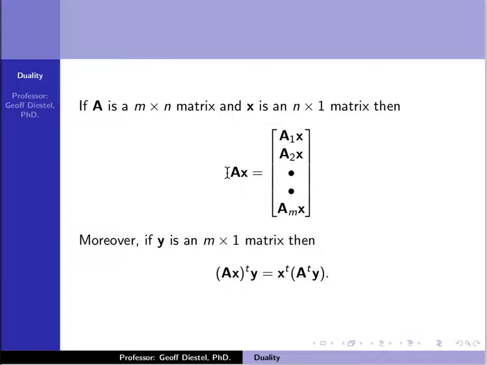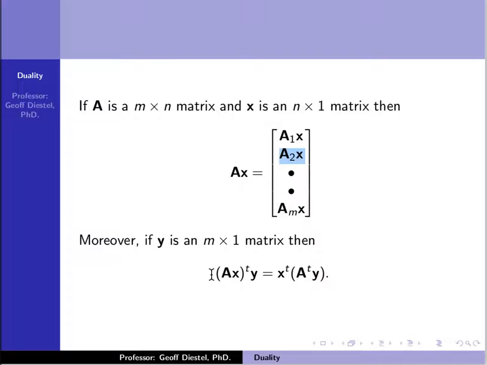So to write A times x, what we're really saying is the first entry is the first row of A times the column x. So that will give us the left side of one of our constraints. And then the next entry is the second row of our matrix of numbers times our column of variables. That gives us the left side of our second constraint, or an inequality, and so on.